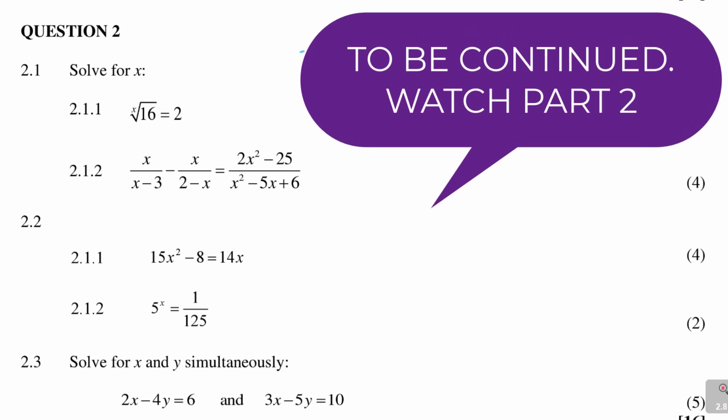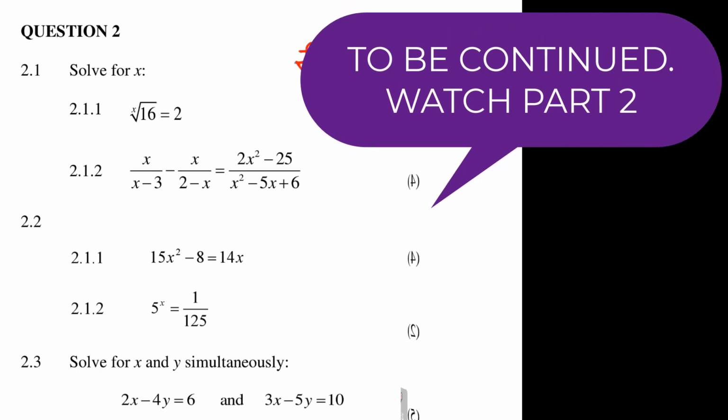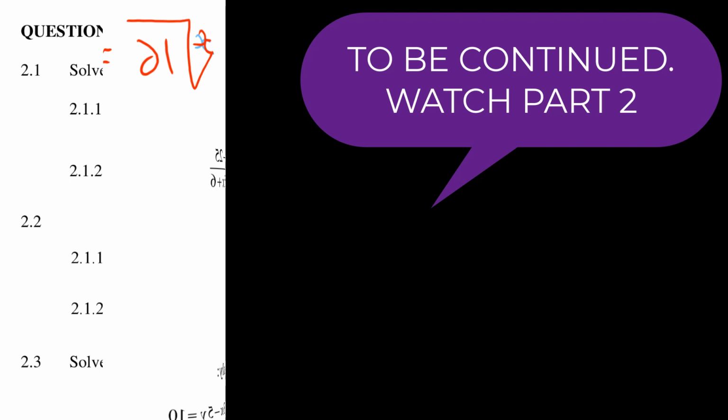They say x root, let me use red, x root of 16 is equal to 2.